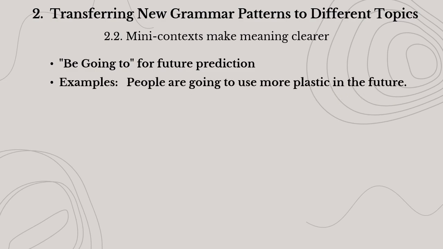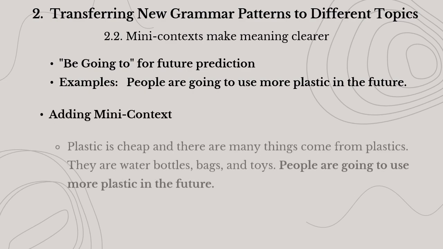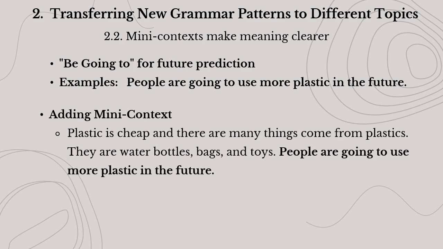To make the meaning of this sentence a little bit clearer, add a bit of context to it, a mini context. So now it becomes, "Plastic is cheap and there are many things coming from plastic. They are water bottles, bags, and toys. People are going to use more plastic in the future." That is your focused sentence. So this mini context around it should help students understand the meaning of this sentence.